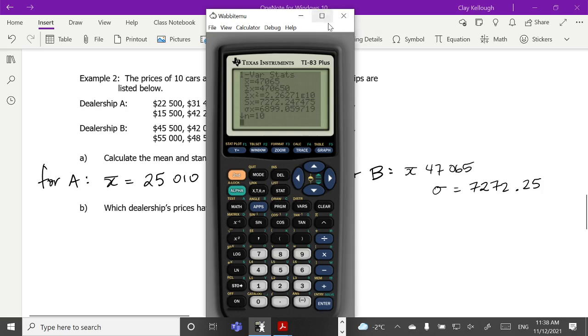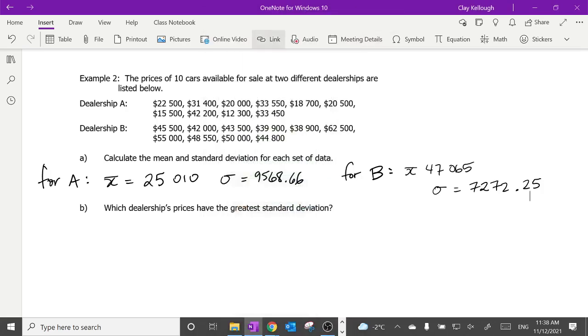So there's how you find standard deviation when you're doing a sample, because notice it says the prices of 10 cars available for sale. It doesn't say it's all their cars. It doesn't say it's the entire population. It's a sample, and that's why we use the sample one.